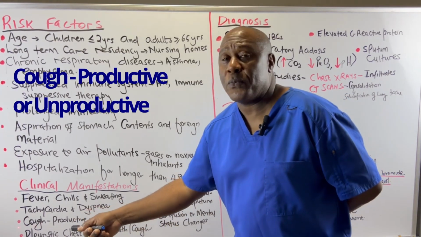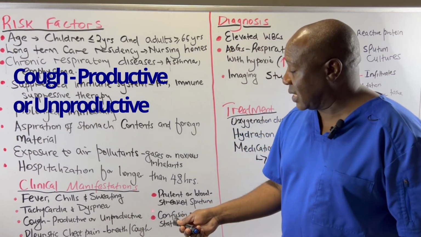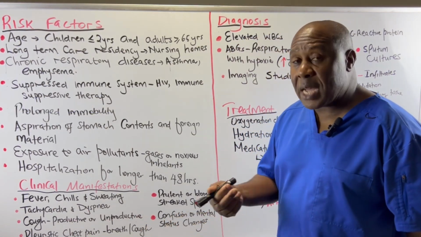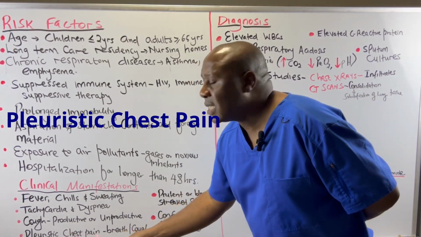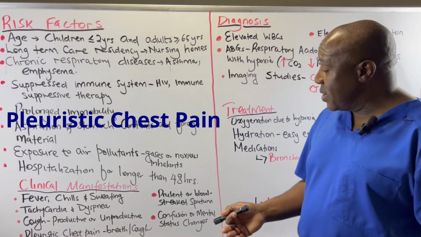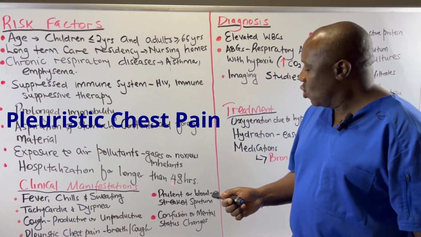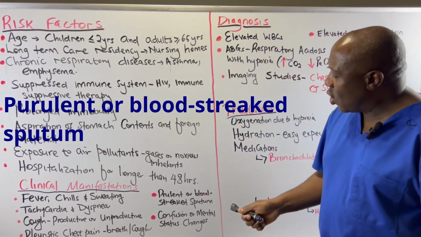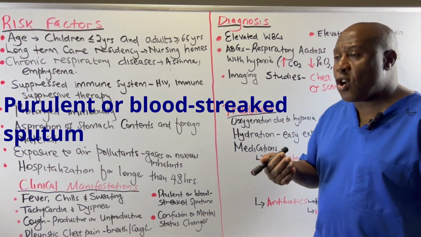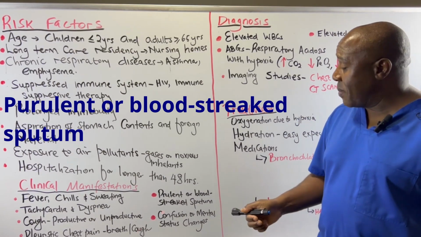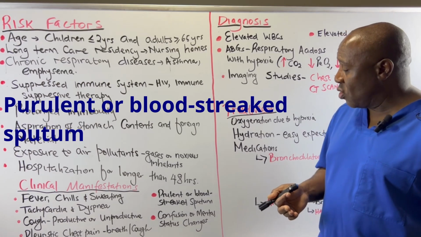Then we have got cough. And this cough can either be productive or unproductive. They can produce sputum as they cough or there's no sputum at all. And then we have got pleuritic chest pain. They have got pain when they are breathing. They have got pain when they cough. So that's a sign that they could be having pneumonia. And then we have got purulent or blood-streaked sputum. In this productive cough, when they cough up sputum, you find that this sputum has got blood in it or even pus in it. That's a sign that they could be having pneumonia.